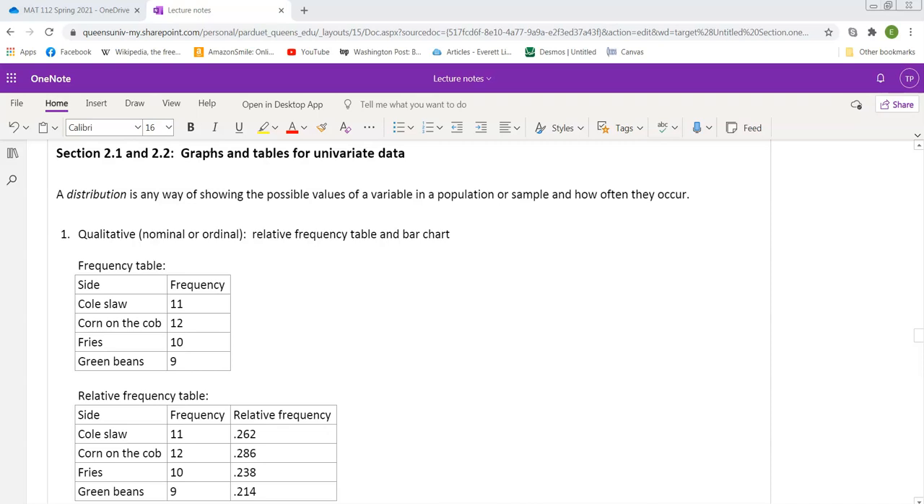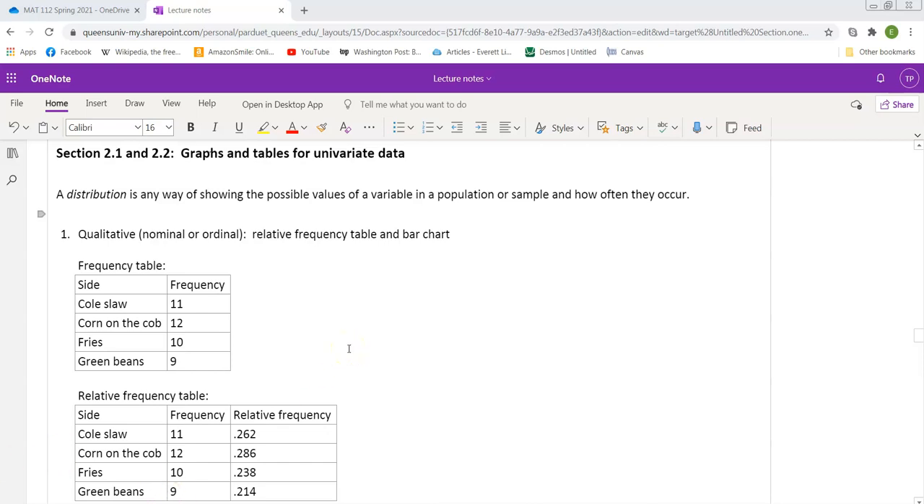Everybody, welcome to this lesson, which is on graphs and tables for univariate data. I'll mention that univariate data is data where you're looking at just one variable at a time. In this video, I'm going to go over the concepts, what kind of graphs go with what kind of data, and then how to interpret those. I'm not going to show you in this video how to create them in Excel. I'm going to do a separate video for that.